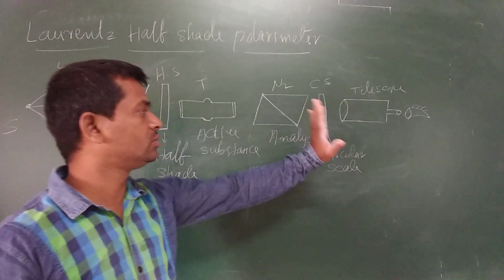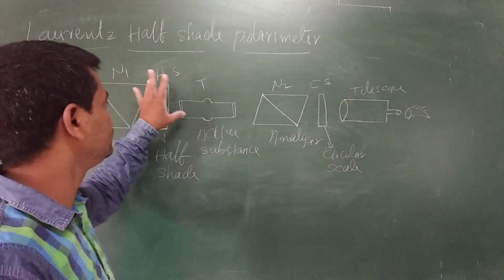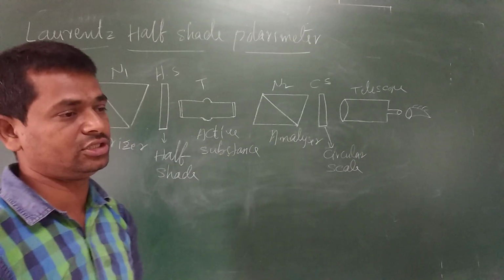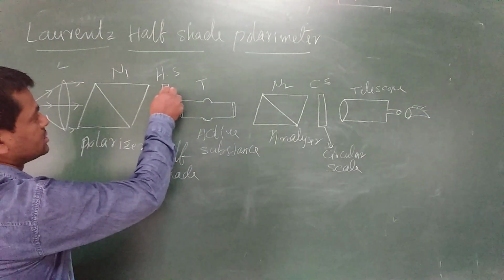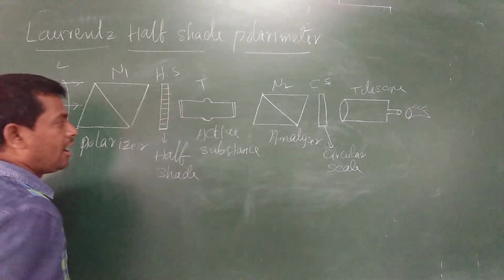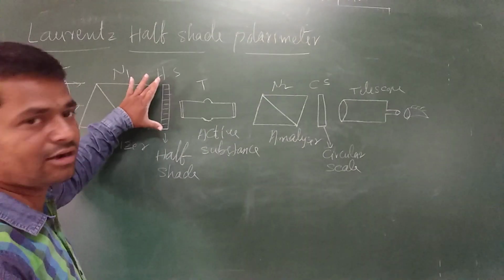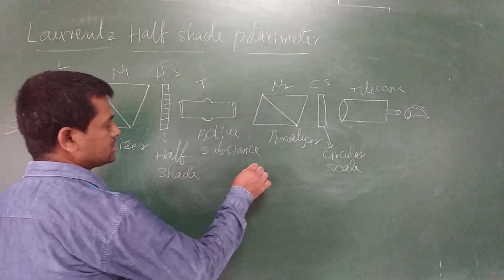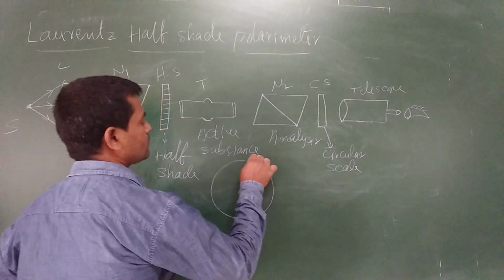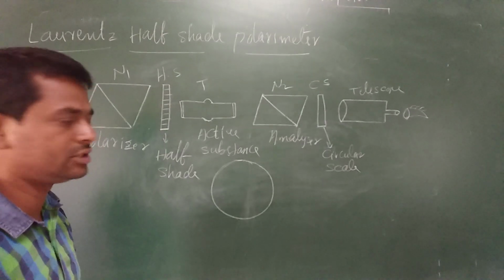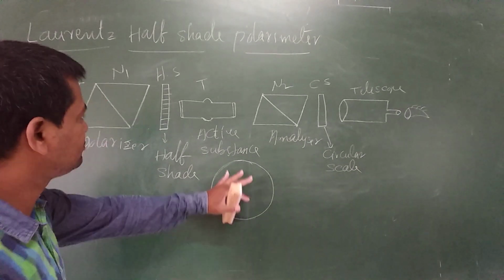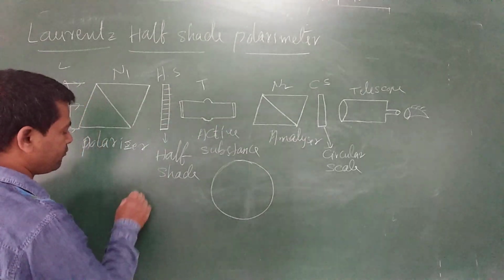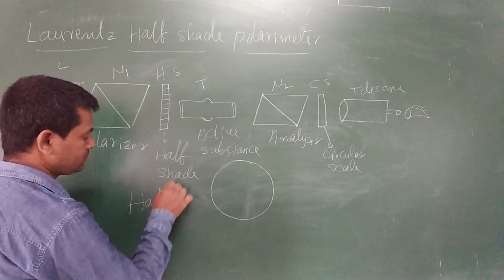And here, before knowing about this, first we should know what a half shade is. How does it work? Half shade, how does it appear? It is not like this. Half shade is always in circular shape. It is like this. It is the half shade, and the half shade is prepared with a half wave plate.